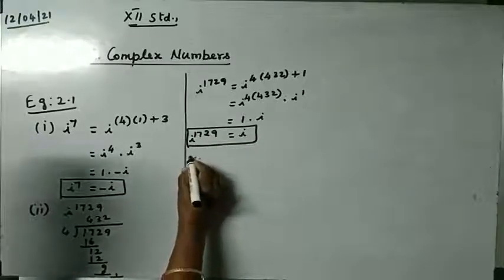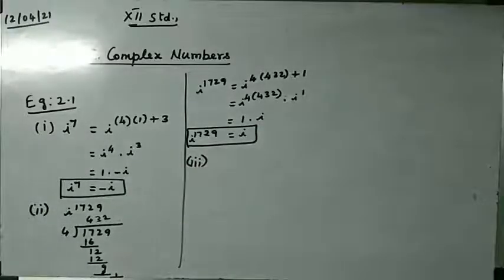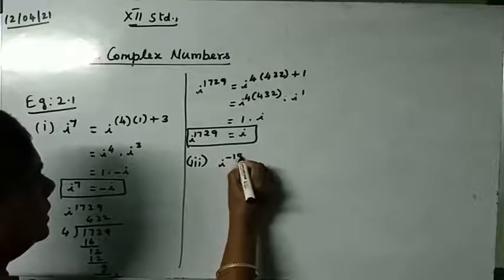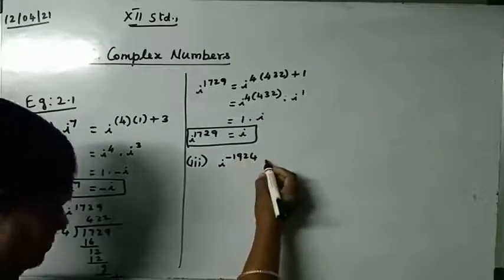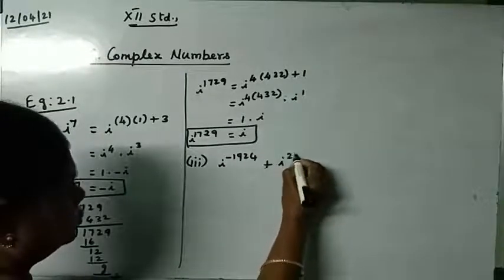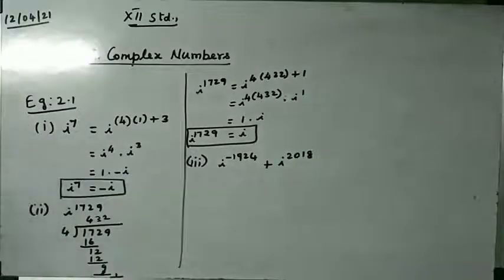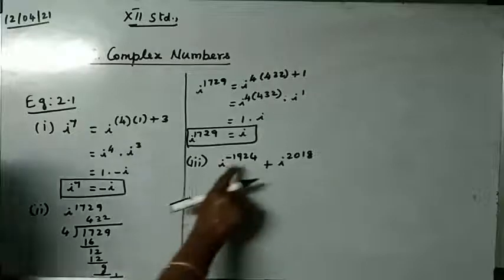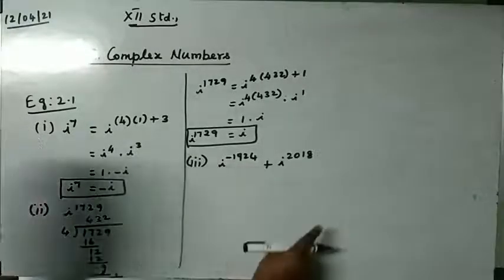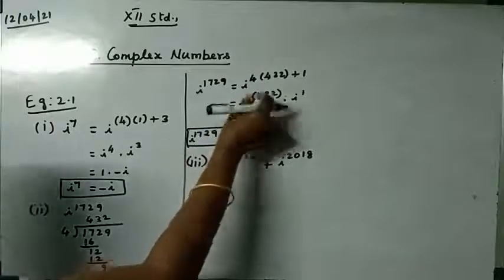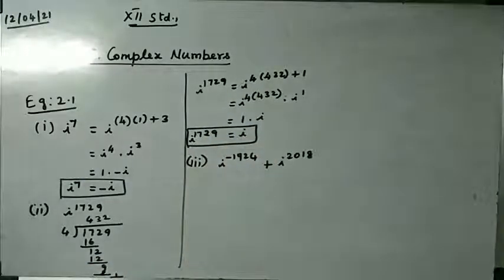Then go to the third sum. i power minus 1924 plus i power 2018. At first make this into multiples of 4. Divide this by 4 and convert it into multiples of 4. So any number multiplied by 4, it becomes the value 1.